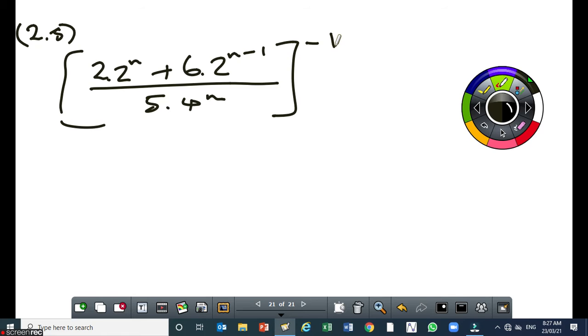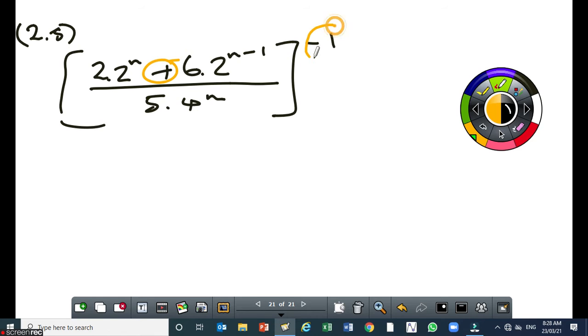Okay? So for this question here, you are not allowed to distribute this minus 1 into the bracket. The reason is because of this addition of terms. Okay? Because of that addition, you cannot distribute this negative 1 inside the bracket. But what you can do is to simplify what's inside.